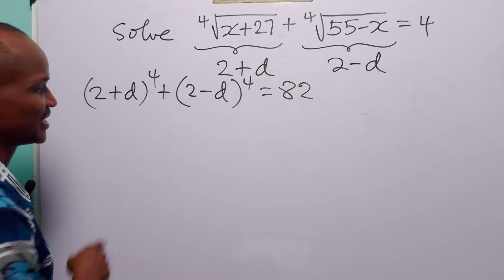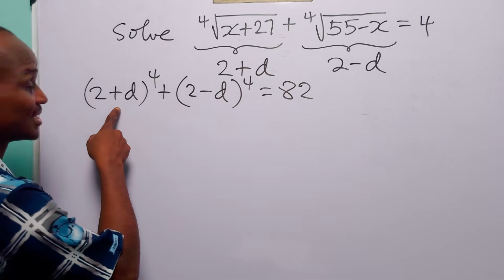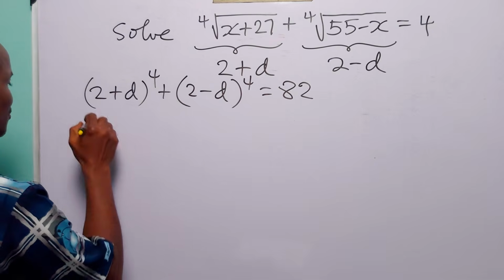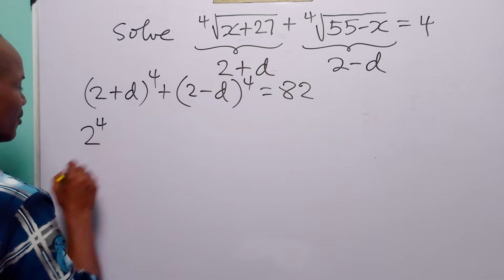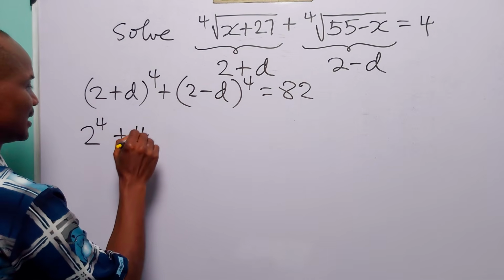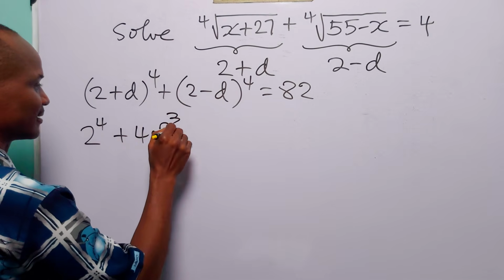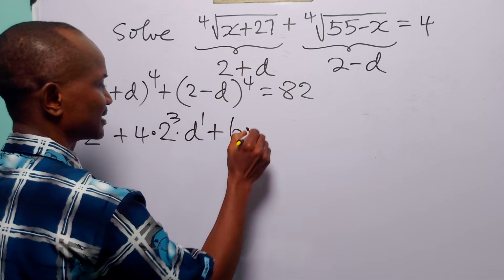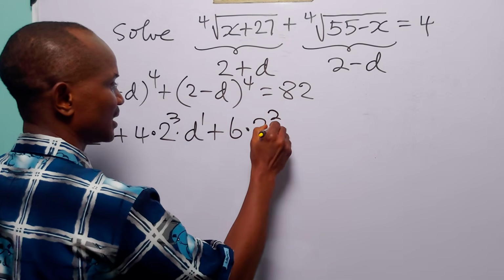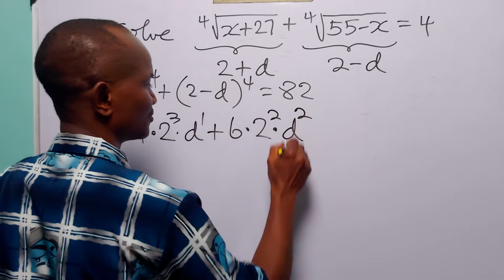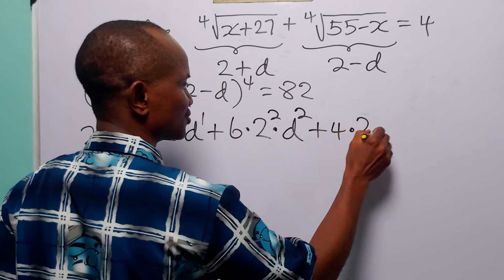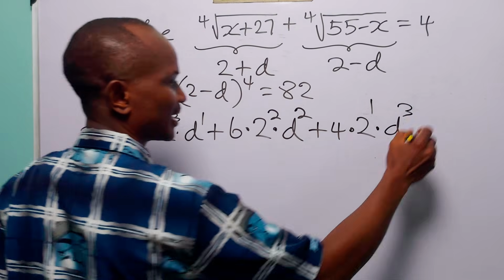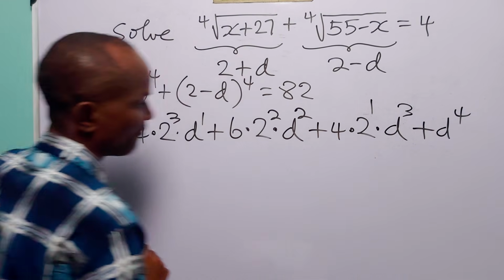Now, to find the values of d that satisfy this equation, let us start with this first expansion. When we expand 2 plus d to the power 4, we have 2 to the power 4 plus 4 times 2 to the power 3 times d to the power 1 plus 6 times 2 to the power 2 times d to the power 2 plus 4 times 2 to the power 1 times d to the power 3 and finally plus d to the power 4.